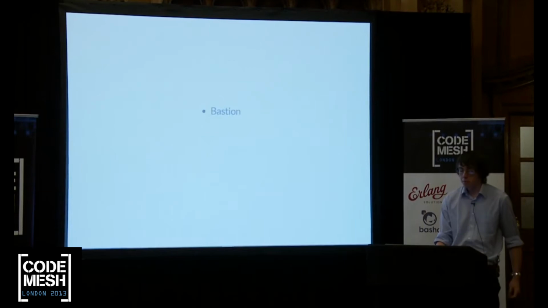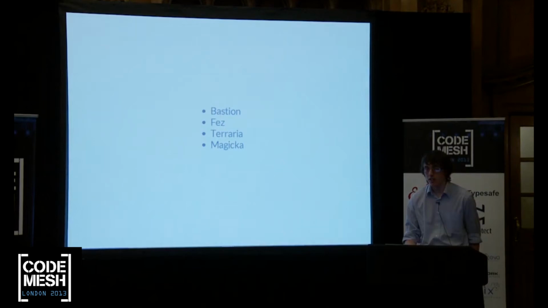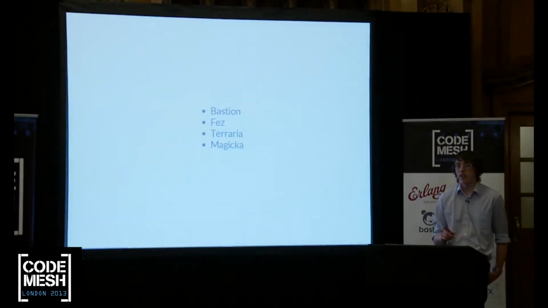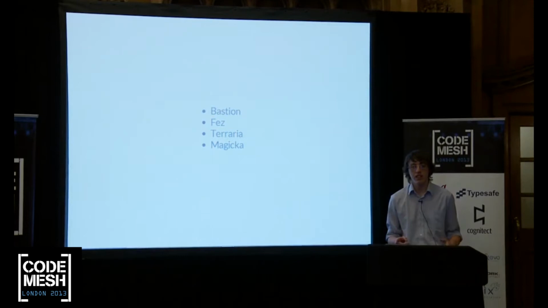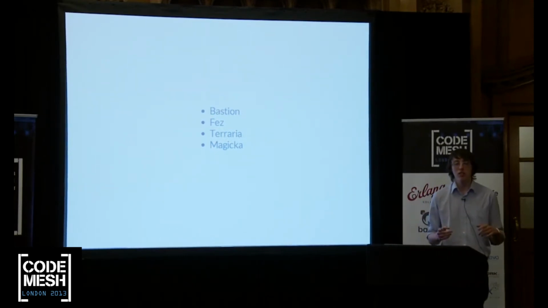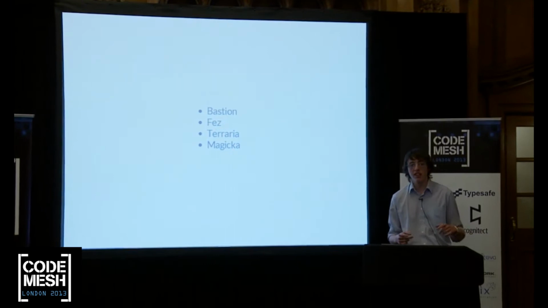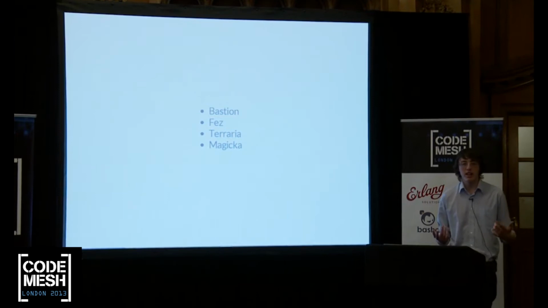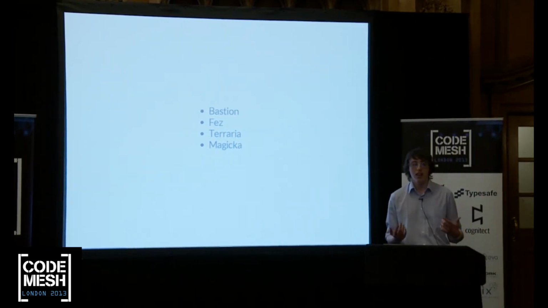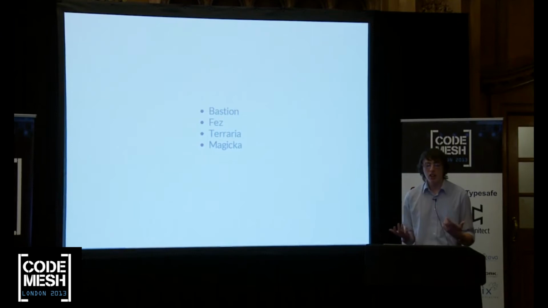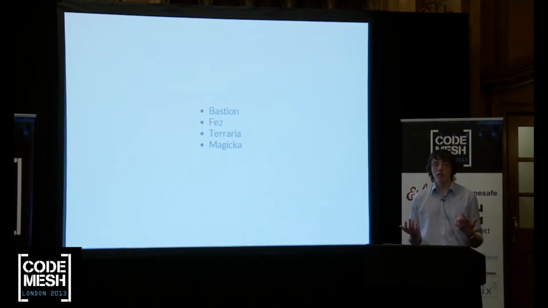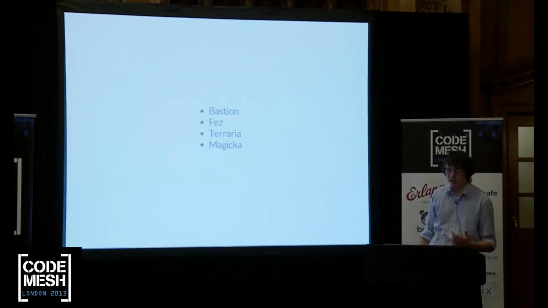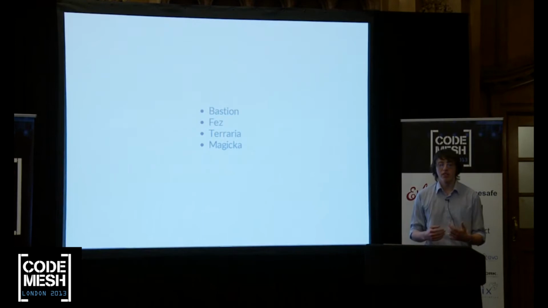So, Bastion, Fez, Terraria, Magica, they all have one thing in common, which is they were all written in XNA. Now, some of you might remember the retro games console that is the Xbox 360. Microsoft released an independent game developer program on there called Xbox Live Indie Games. And along with that, they released a game framework called XNA. And XNA was brilliant, and it led to brilliant games like these. But Microsoft killed XNA.